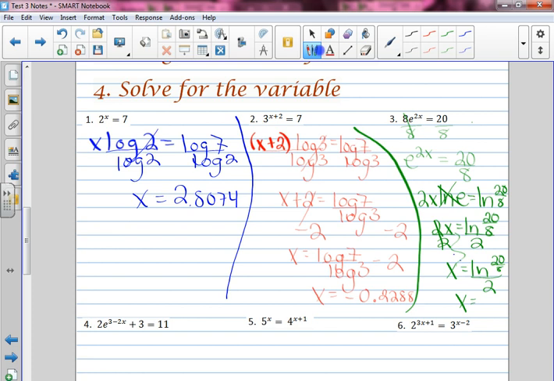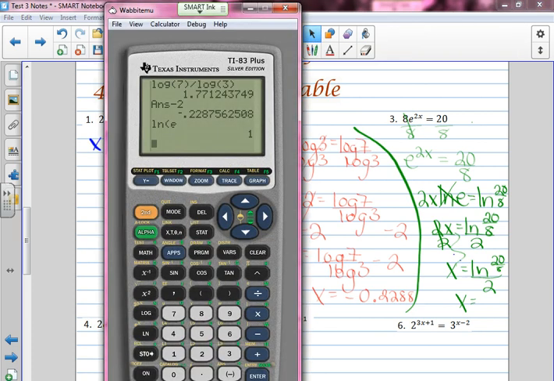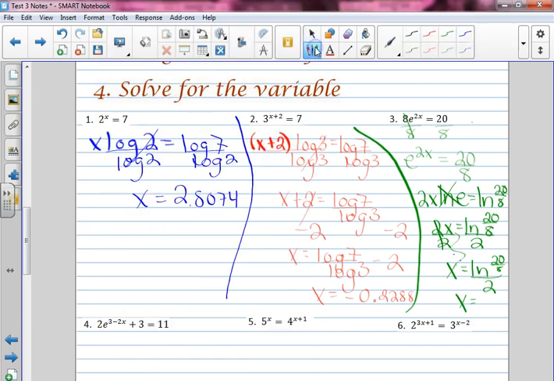So now I'm ready to do that in my calculator. The natural log of 20 over 8 divided by 2. And you get 0.4581. Now, if you haven't noticed, how many decimal points do I like you to round to? 4. I'm a big fan of 4 decimal points.